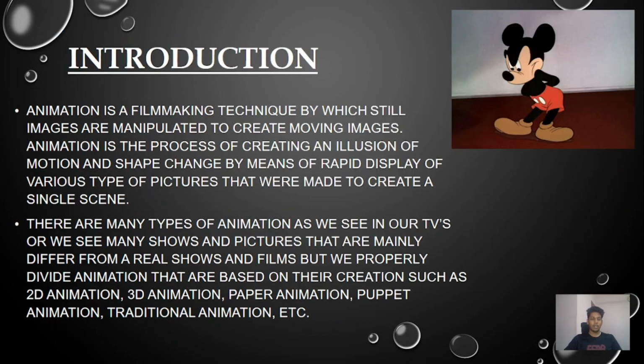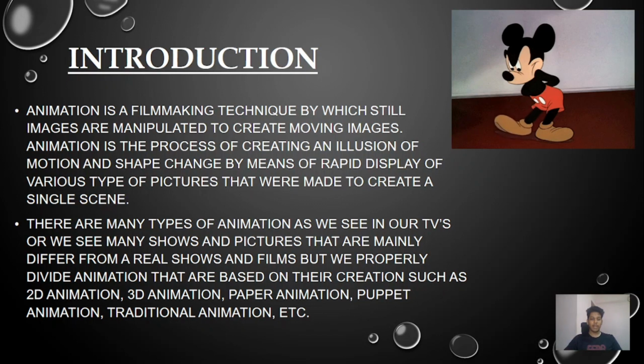Coming to the introduction part, animation is a filmmaking technique by which still images are manipulated to create moving images. Animation is the process of creating an illusion of motion and shape change by means of the rapid display of various types of pictures that were made to create a single scene.